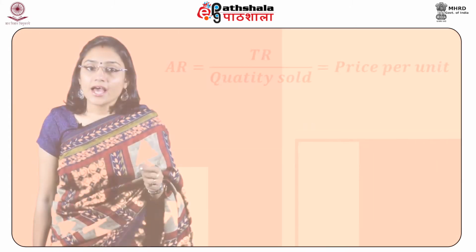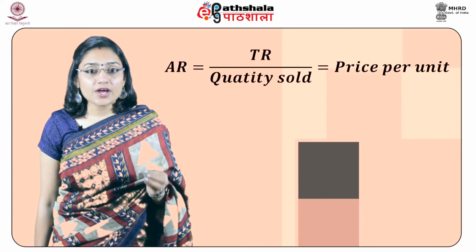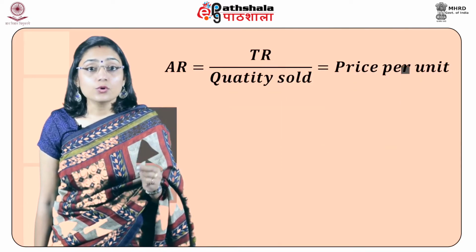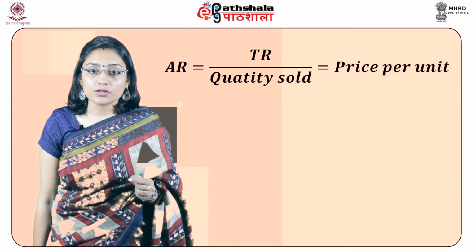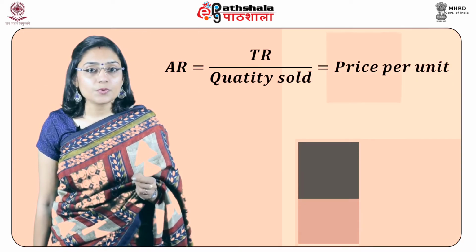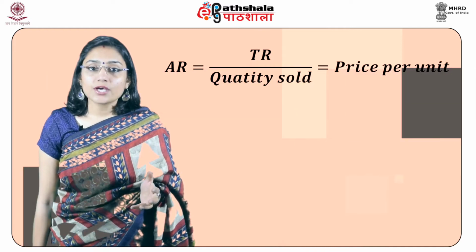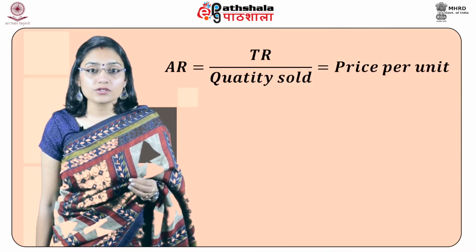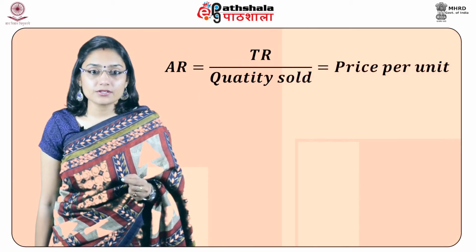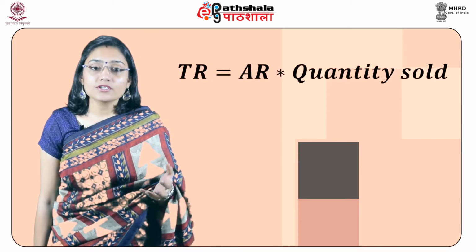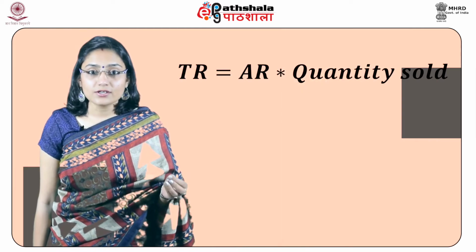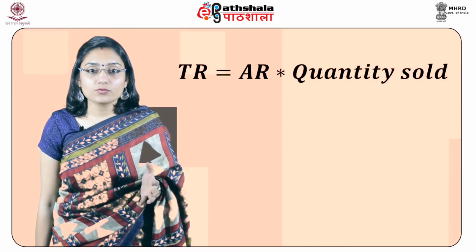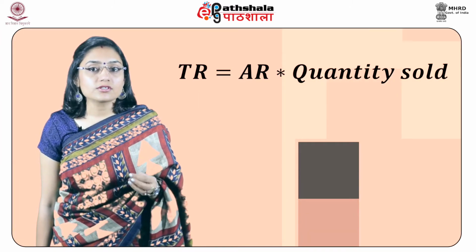Average revenue. Average revenue is defined as the price per unit of a commodity. That is, AR equals TR divided by the quantity sold, which equals price per unit. Average revenue can be calculated by dividing the total revenue by the total number of quantities sold in a particular time period. As average revenue is also called price per unit, the total revenue formula can also be written as TR equals AR times quantity sold.